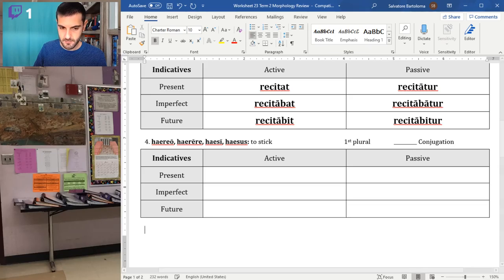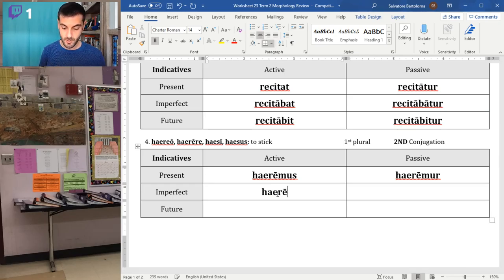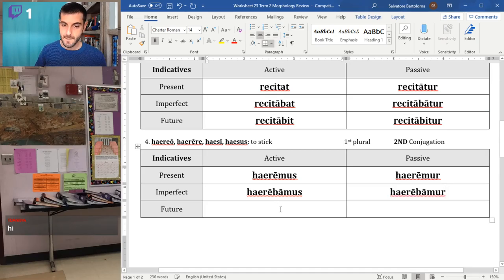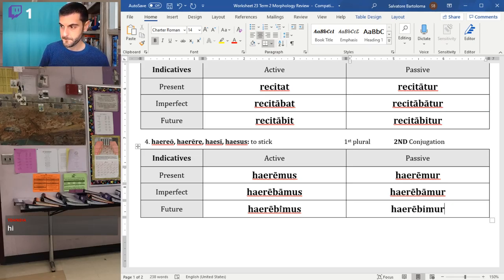For the next verb, second conjugation, I know it's second conjugation because video, videre, long e-r-e. Right? This is the we forms, first person plural. So videmus and videmur. Imperfect, videbamus and videbamur. And then future, since it's second conjugation, one and two, bo bi bu, videbimus and videbimur.